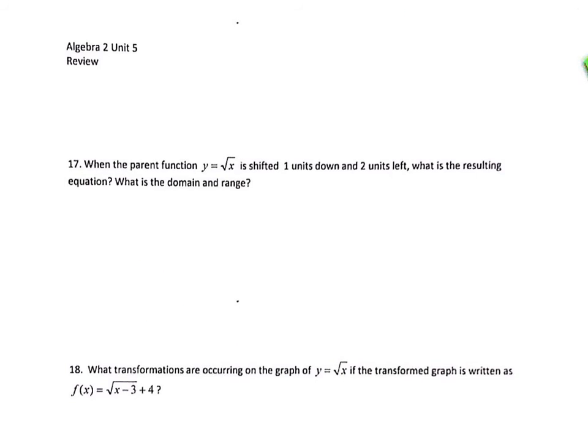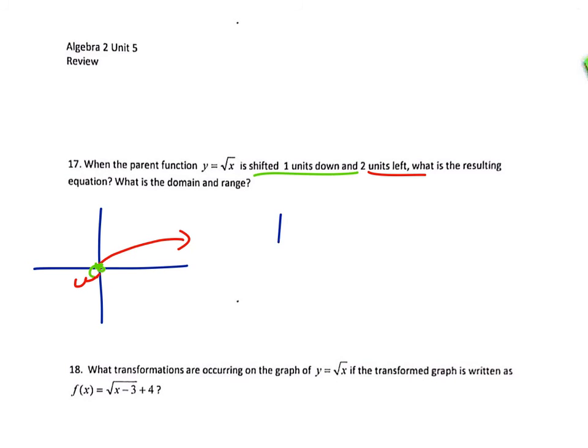Last page, flip it to the back, number 17. Says when the parent function y equals square root of x, and if you remember your parent function, looks something like that, shifted 1 unit down, so we're taking this point, go 1 unit down, and 2 units to the left. So we went 1 unit down and then we go 2 units to the left. What is the resulting equation?